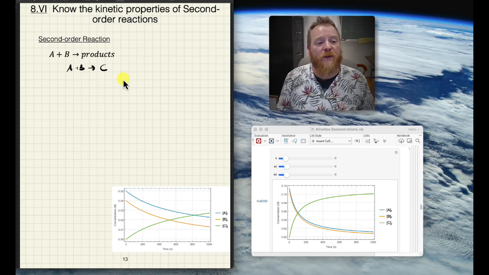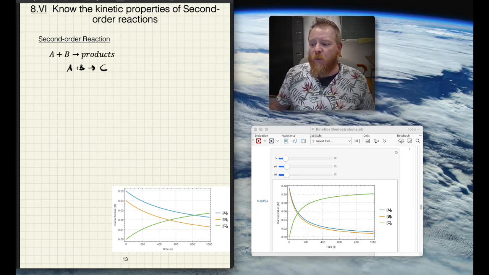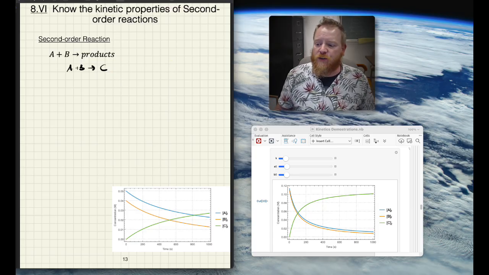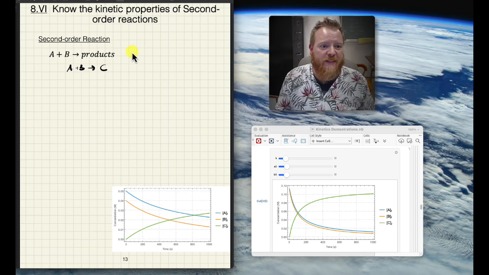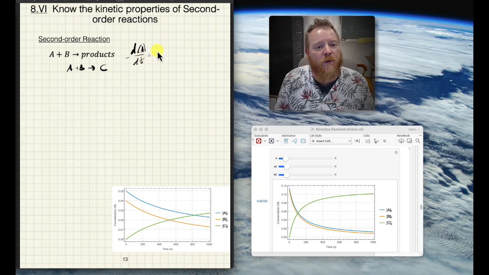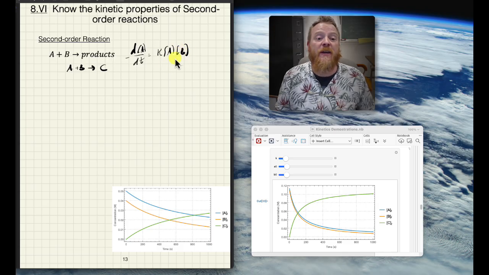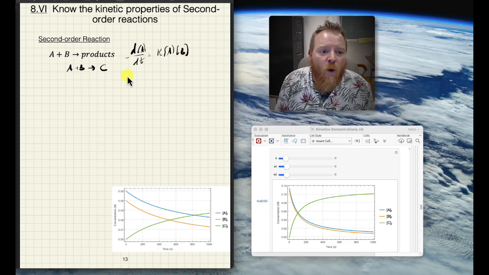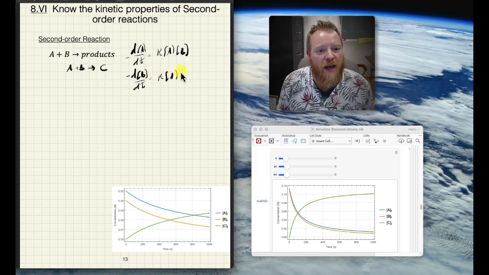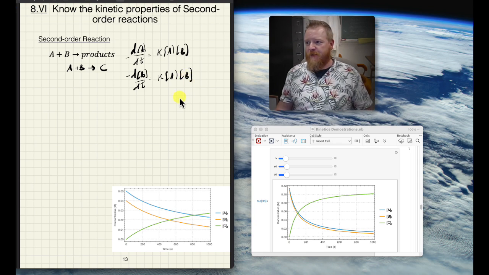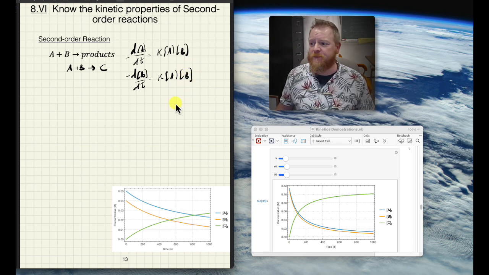And so now when we start putting all of this together, we end up with the following. So I could write, with respect to A, negative dA by dt equals K times A to the first power times B to the first power, right? Or similarly, I could say negative dB by dt equals K times A times B, all right? So either one of those are okay.